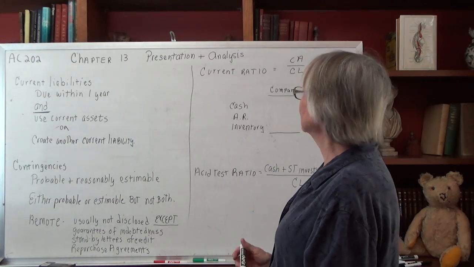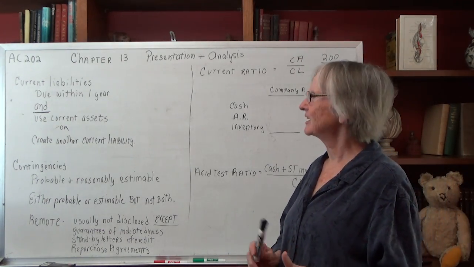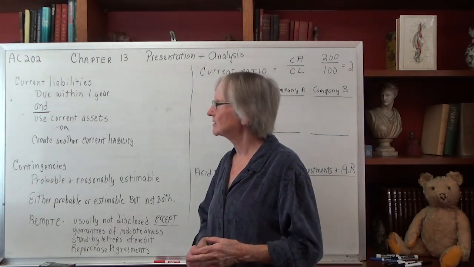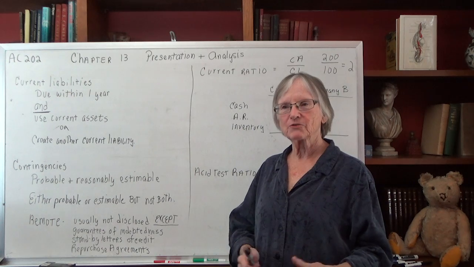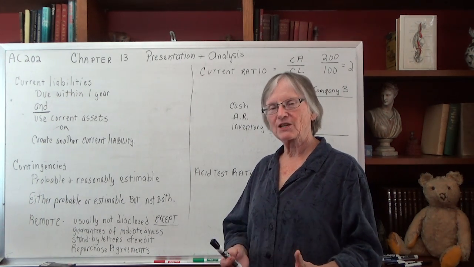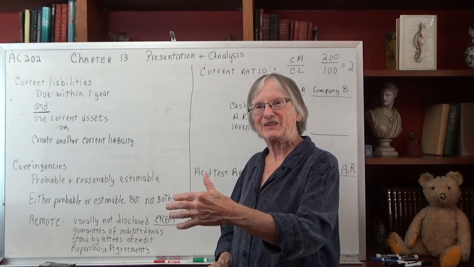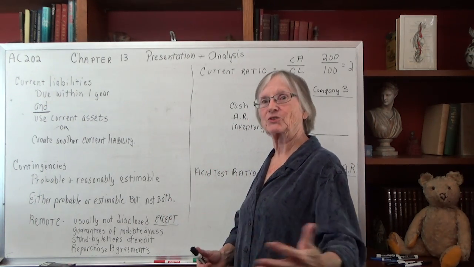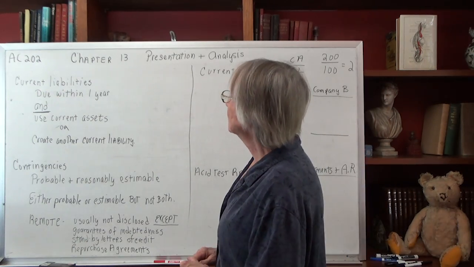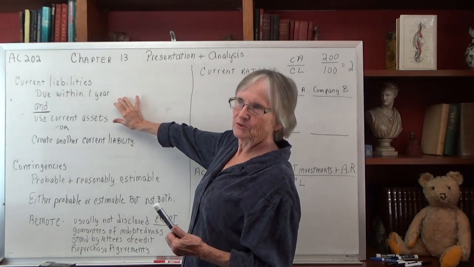All right, so chapter 13, we're up to presentation and analysis of our current liabilities. The first thing about current liabilities, we have to be careful about what gets reported as current liabilities, because there's a lot of incentive for companies to report everything as long-term as they can, just so they look less risky. So that's why FASB has all the rules.